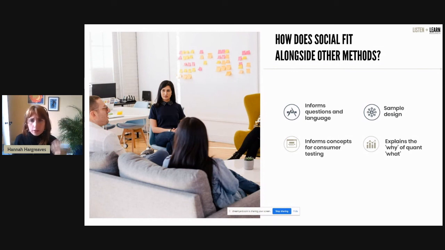And you can also use social at the opposite end, so using social after primary research to help explain your findings. So add the why behind the whats of a tracking survey, or help you to interpret trends in the data. Or you might use primary research to surface initial themes and then use social to explore those at a broader level and find out things which you don't already know.